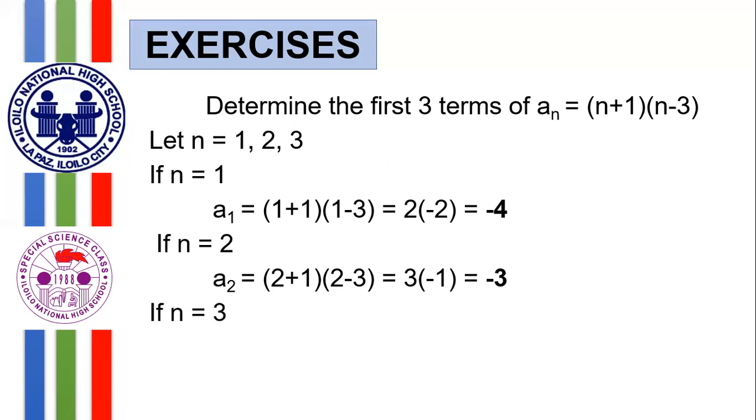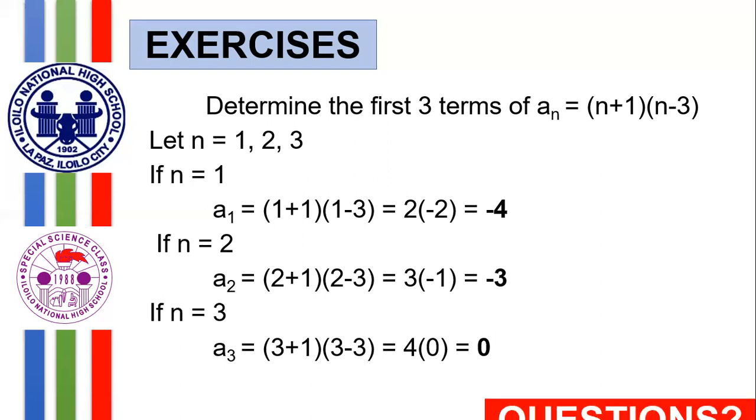For the third term, let n be equal to 3. So by substitution, we have a sub 3. It's equal to the sum of 3 and 1 multiplied by the difference of 3 and 3. This becomes 4 times 0 or 0. So 0 is your third term.